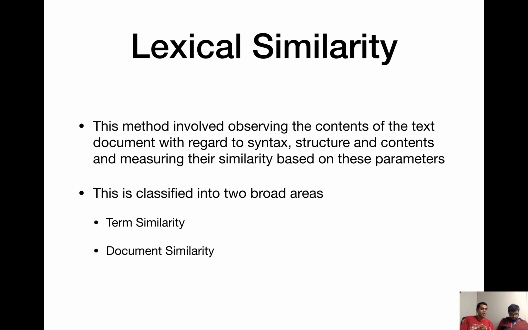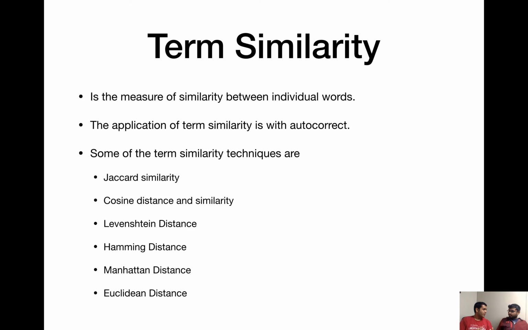Term similarity goes term by term. We check if each term in the document is similar. So it's usually done for a string or a smaller document. And document similarity is when you have two assignments and you want to check if they are similar, then you do document similarity. Term similarity has some applications, and there are methodologies used in calculating term similarities. We are going to look into them one by one.